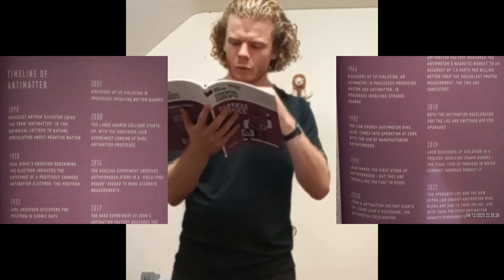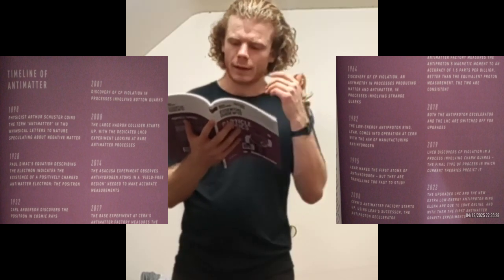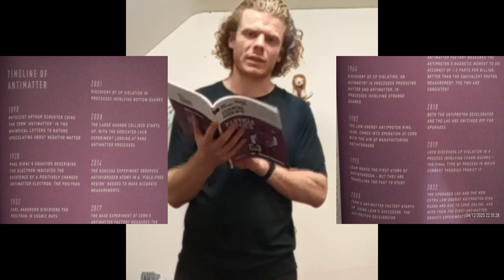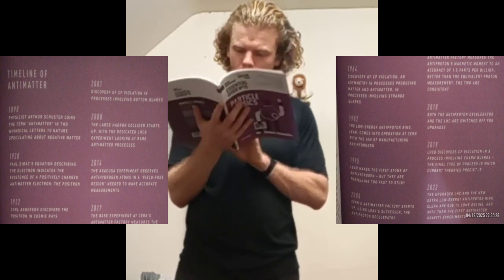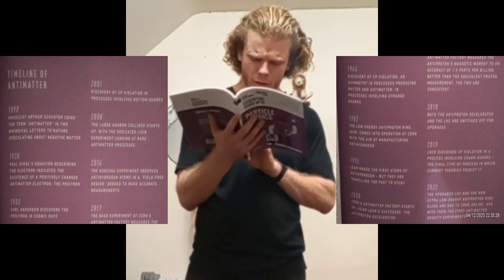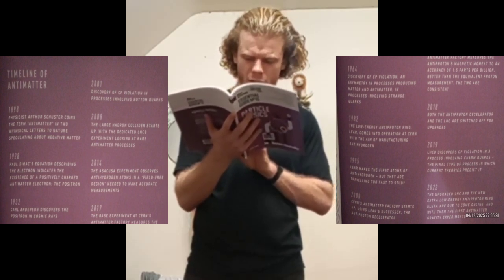But they are traveling too fast to study. Okay, someone or something called LEAR has made anti-hydrogen atoms, but they cannot be studied because they're just too fast. 2000. CERN's antimatter factory starts up using LEAR's successor, the antiproton decelerator.